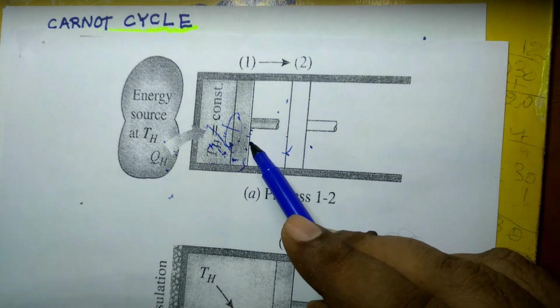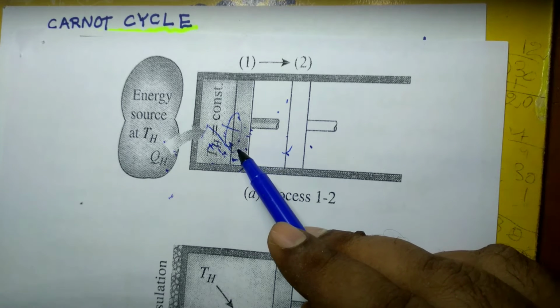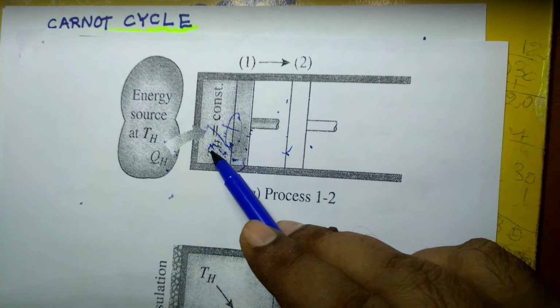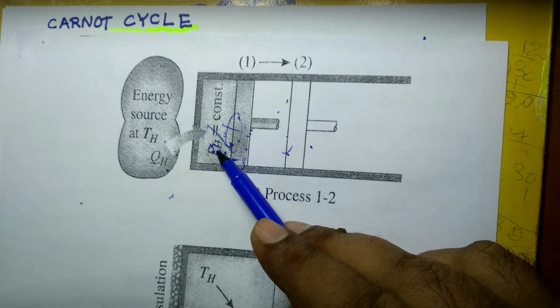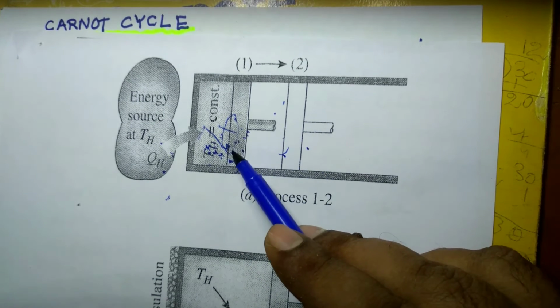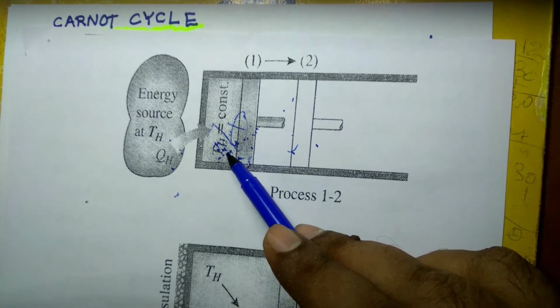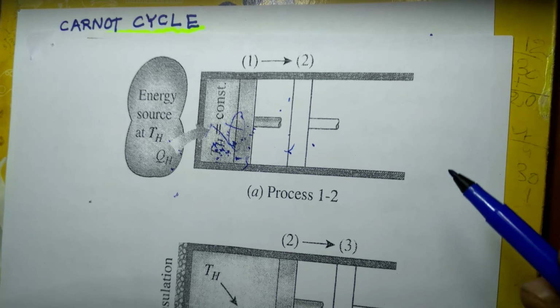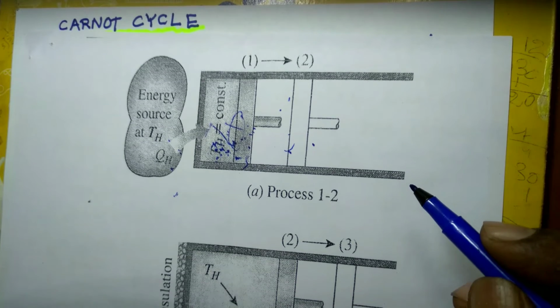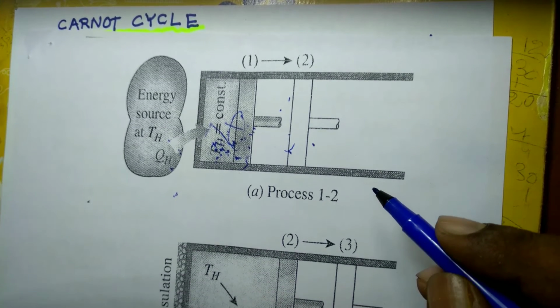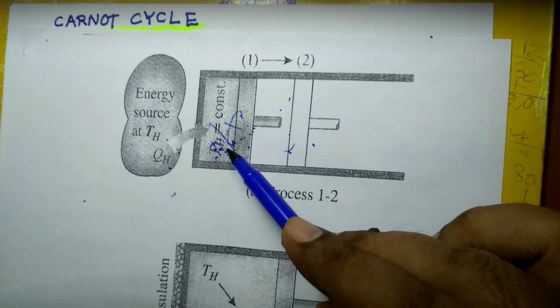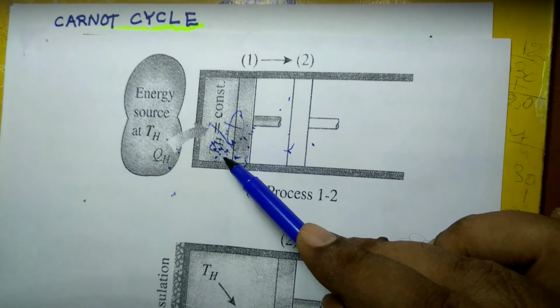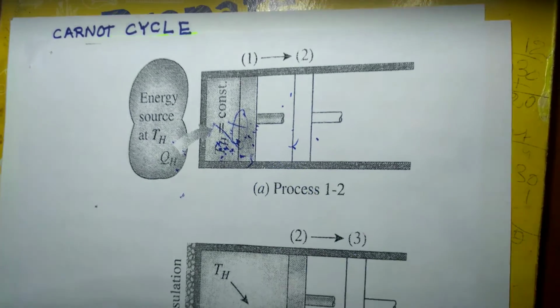And where does this work come from? Obviously, its internal energy will decrease. When the gas expands, when the gas does some work on the surroundings, its internal energy decreases. According to Joule's law, we know that the internal energy of an ideal gas is a function of temperature only. So when the gas moves from state 1 to state 2, its temperature decreases by an infinitesimal amount.